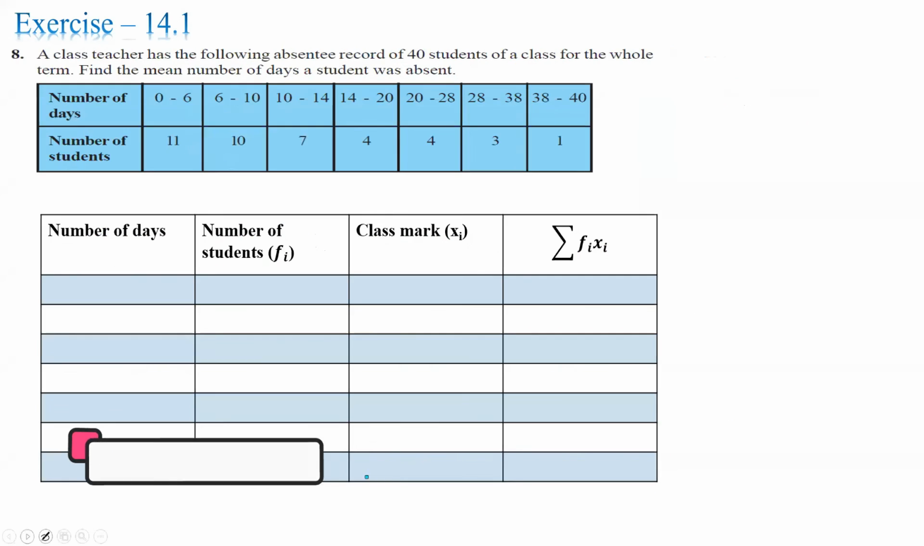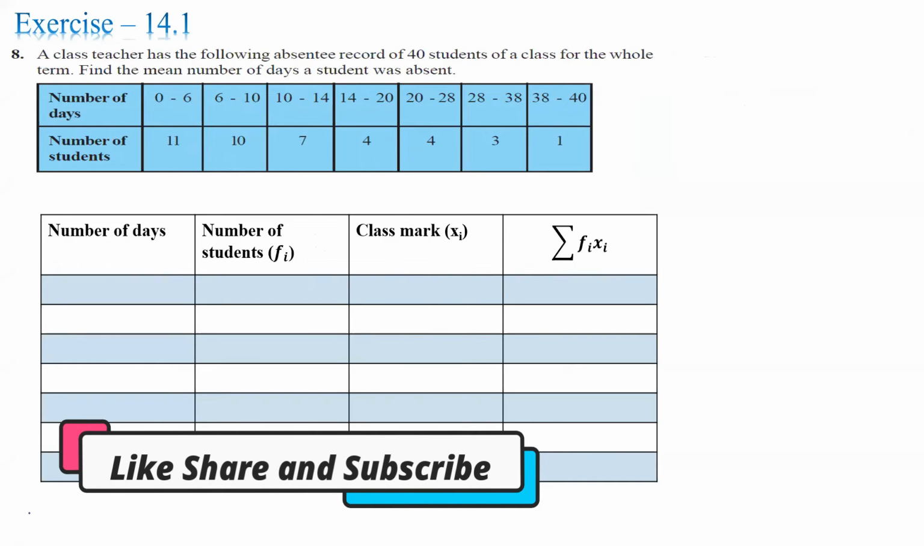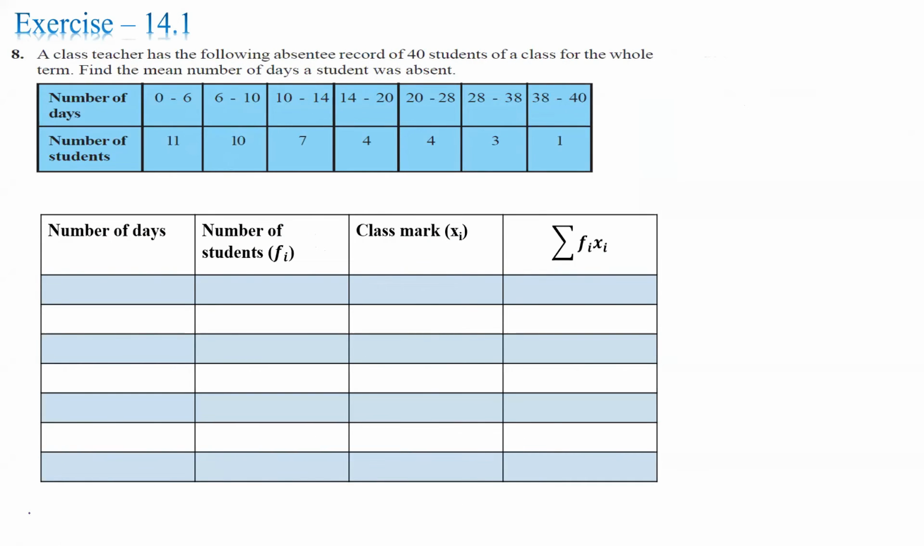Okay. Next one. Start doing this. It is same as the previous ones. First make the table. Write down the first two columns of the table, that is the number of days and number of students, which will be our frequency here. 40 students are there in the class, that means summation of fi will be 40.